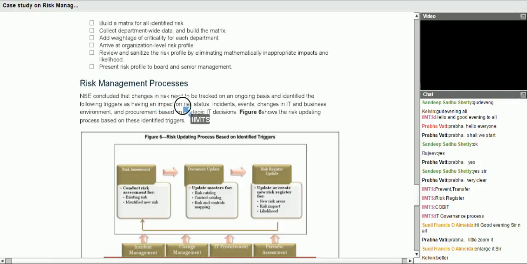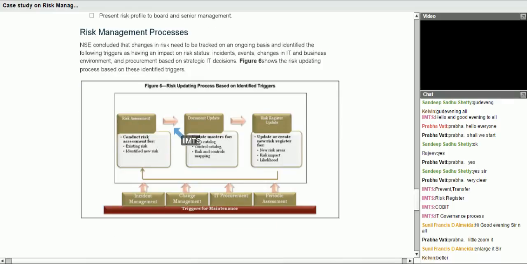NSE concluded that changes in the risk need to be tracked on an ongoing basis and identified the following triggers as having an impact on risk status: incidents, events, changes in IT and business environment and procurement based on strategic IT decisions. Figure 6 shows the risk updating process based on these identified triggers. One is the risk assessment, then document update, and third, risk register update.